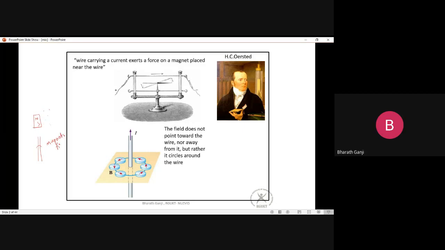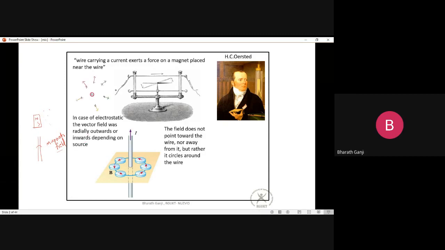So that was a revelation at that time, because people thought only a few kinds of materials have these special properties which can attract other things. But the fact that any wire carrying current can also have a magnetic field made people curious about the reason behind this magnetic field and what kind of forces these magnetic fields will exert.